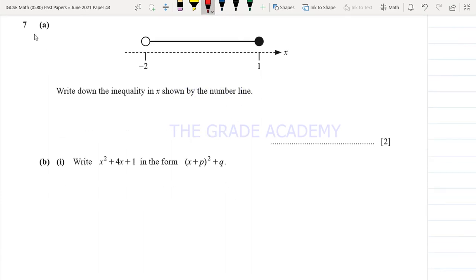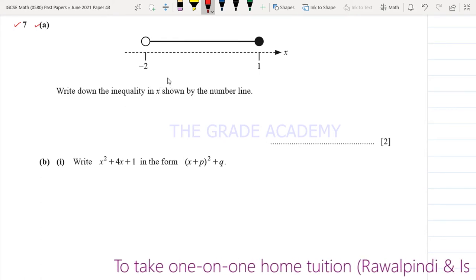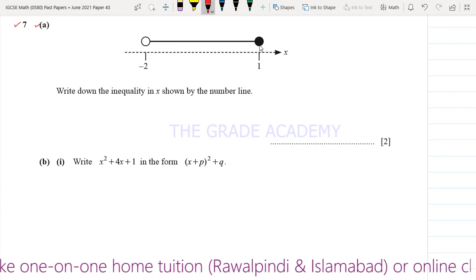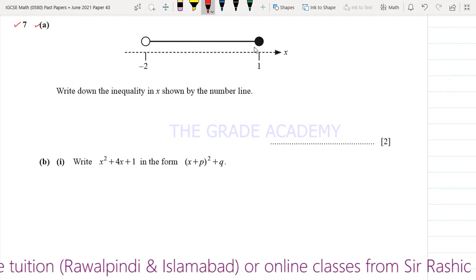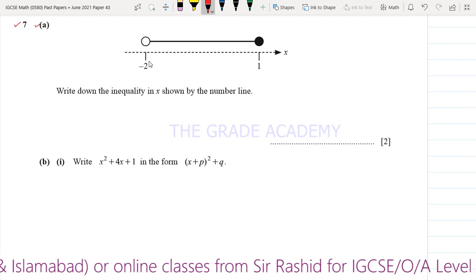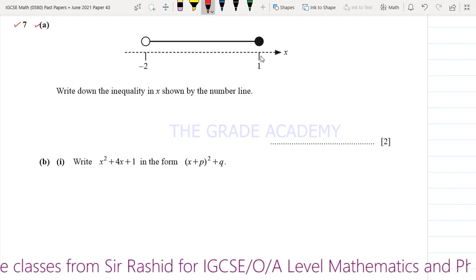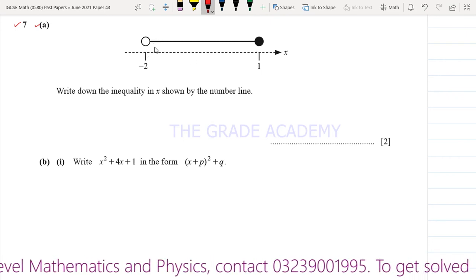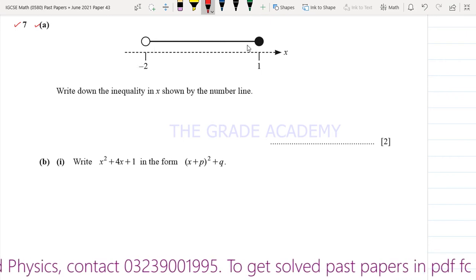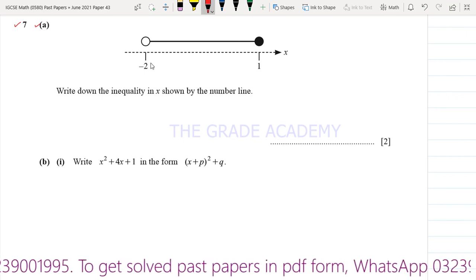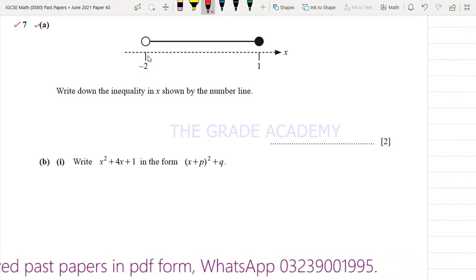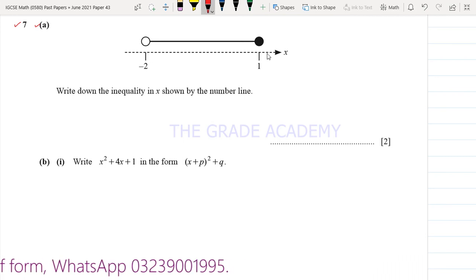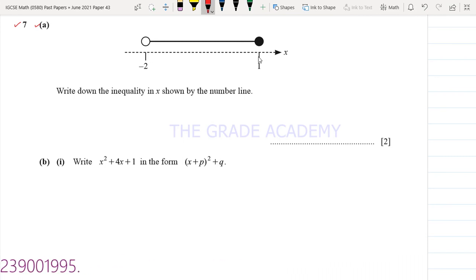Now question 7, part A. Write down the inequality in x shown by the number line. Okay, so this number line shows all the numbers that are between minus 2 and 1. But here 1 is included and minus 2 is not. Okay, so the number line shows all the numbers which are strictly greater than minus 2 and less than or equal to 1.